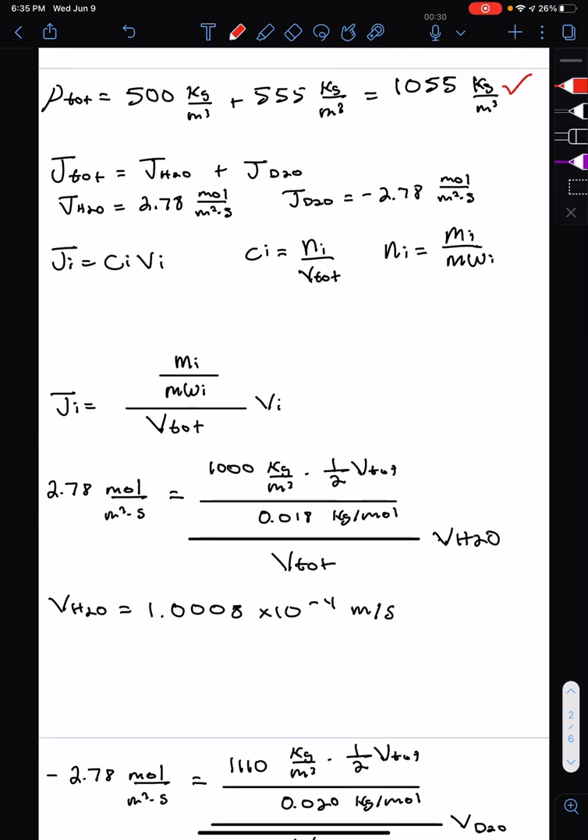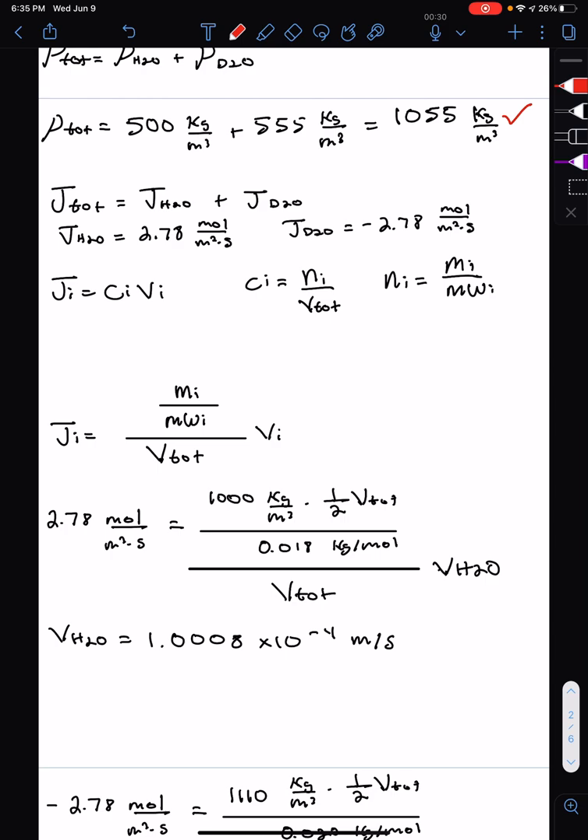We know that the sum of the total molar diffusive flux is equal to the individual components. It's a binary system that has two components. We know that the sum of the molar diffusive fluxes is equal to 0. When it's fully diffused, it becomes 0. And since we know it's 0, we know that the molar diffusive flux of H2O is equal to 2.78, and the molar diffusive flux of D2O is negative 2.78. Now this is important. This is going in the negative direction. This is in the positive direction. So, what can we do to figure out the mass average velocity?